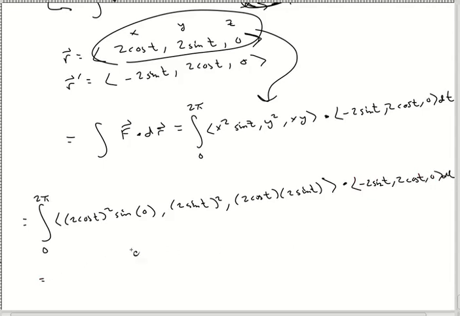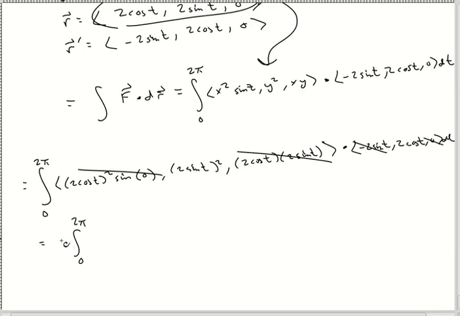When you start doing the dot product, this is a 0 here, so this is going to cancel with that. This is a 0 here, so this can cancel with that. So only 2 things left over here. So I got 2 cosine, I got actually 4 sine, so that's going to be an 8 sine squared t times cosine t dt.